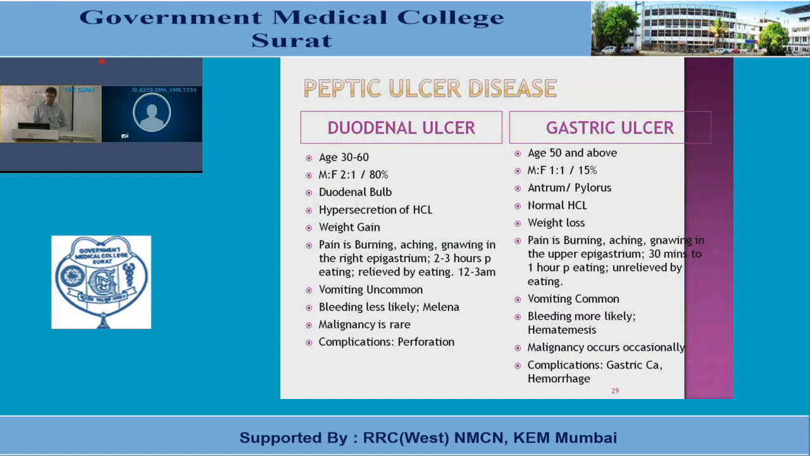while the complication is mostly perforation in duodenal ulcer. While in gastric ulcer, age is more than 50 years, and males and females are equally affected, and the most common site is the antrum with normal HCl, weight loss, burning and aching pain, vomiting is common, bleeding is more likely, malignancy is common, and complications are gastric carcinoma and hemorrhage.